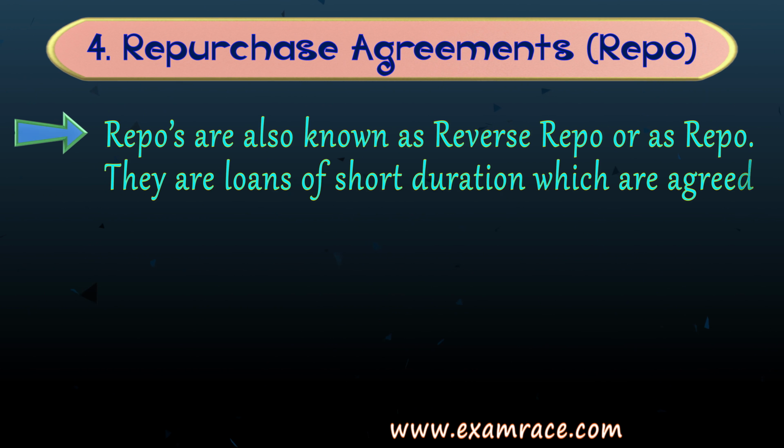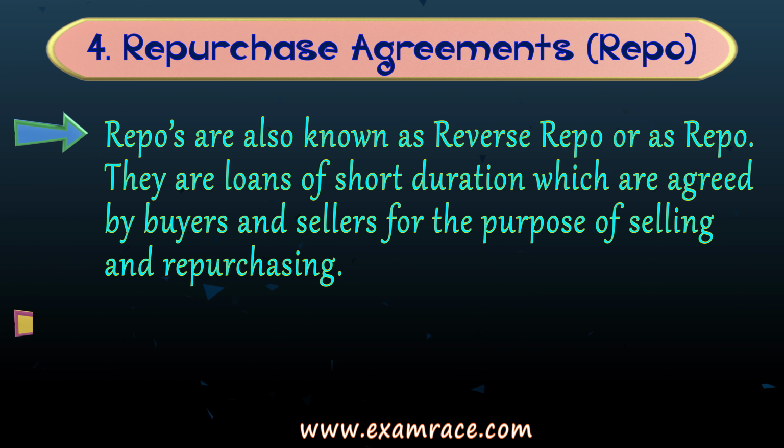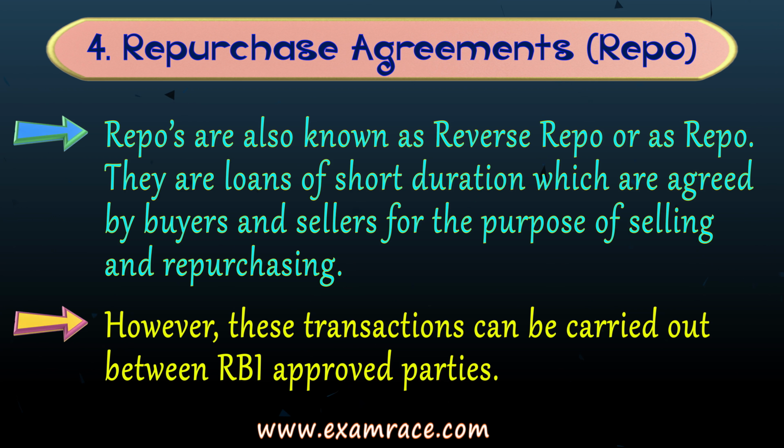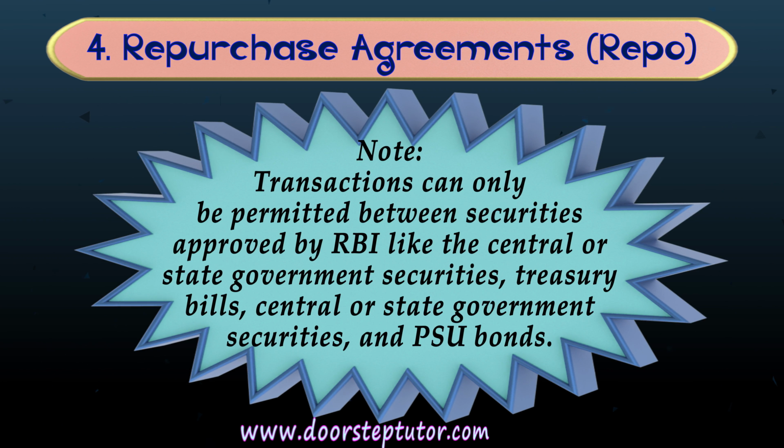Repurchase agreements are short term loans that buyers and sellers agree upon for selling and repurchasing. For example, a bank sells bonds to another bank and agrees to buy the bonds back later at a higher price. These are also known as repo or reverse repo. The reverse repo transactions can be done only between the parties approved by RBI and allowed only between RBI approved securities such as state and central government securities, treasury bills, PSU bonds, that is public sector undertaking bonds, and corporate bonds. They are usually used for overnight borrowing.